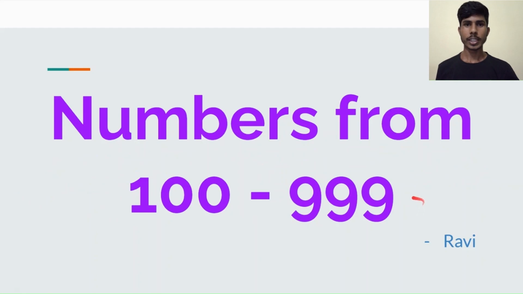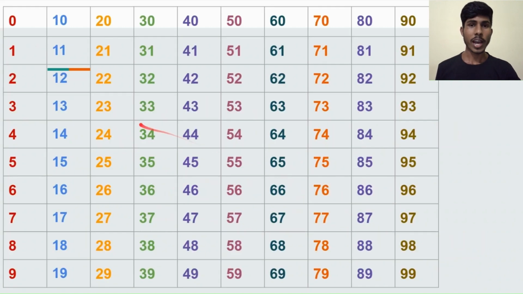Today's topic is numbers from 100, that is 100 to 999. If you haven't watched my previous videos, please go through them so that you will understand this lecture better. In our first lecture, we learned numbers from 0 to 9 and then from 10 to 99.